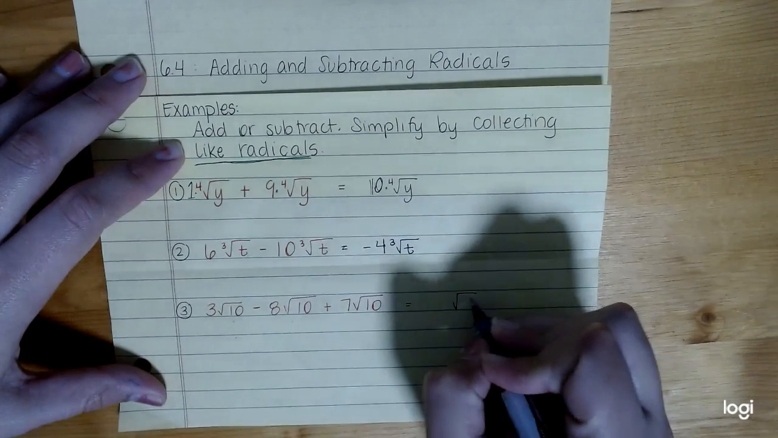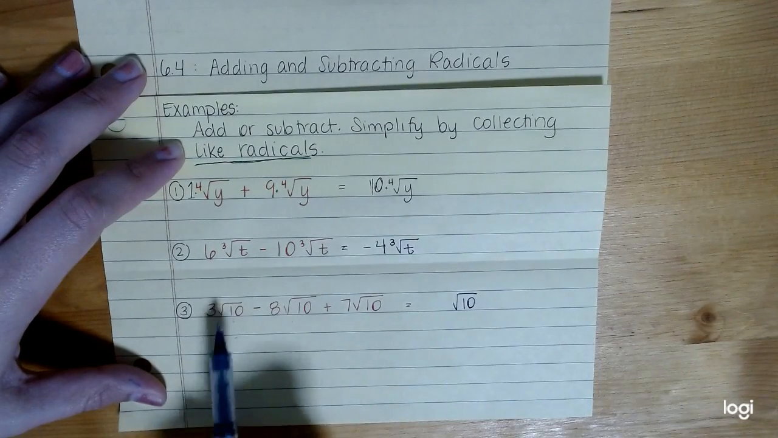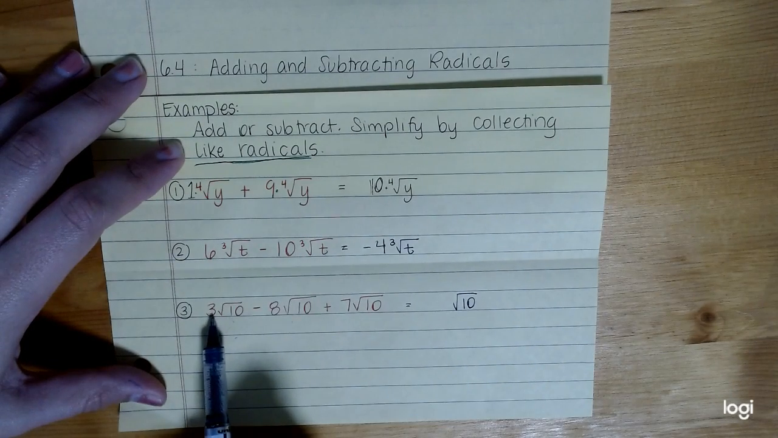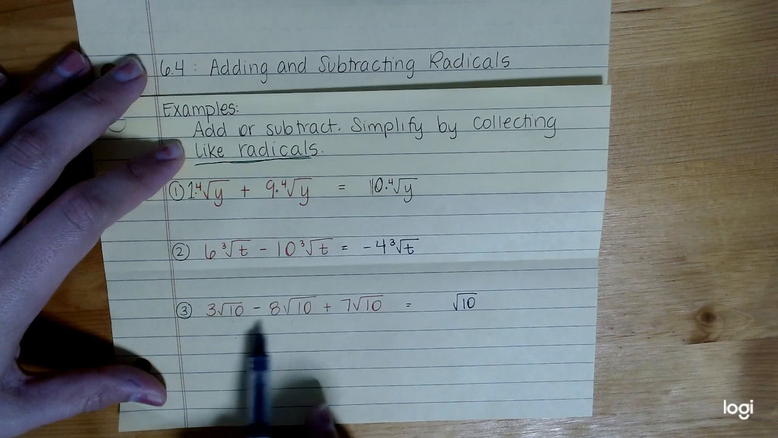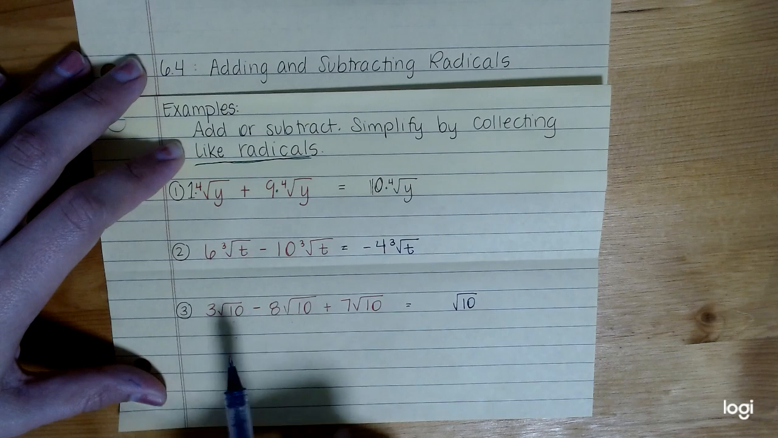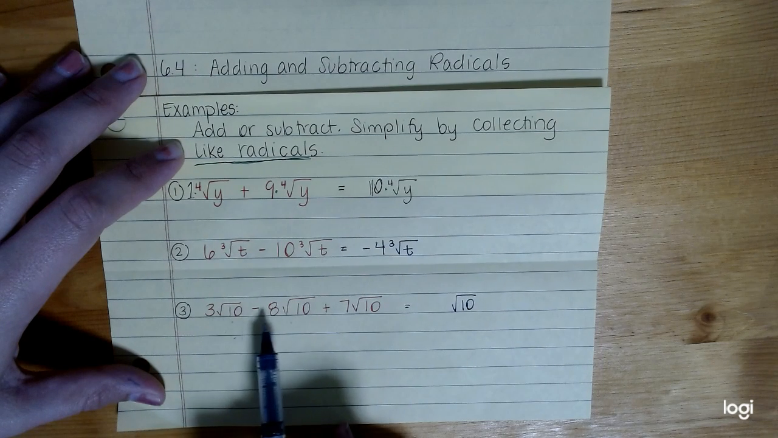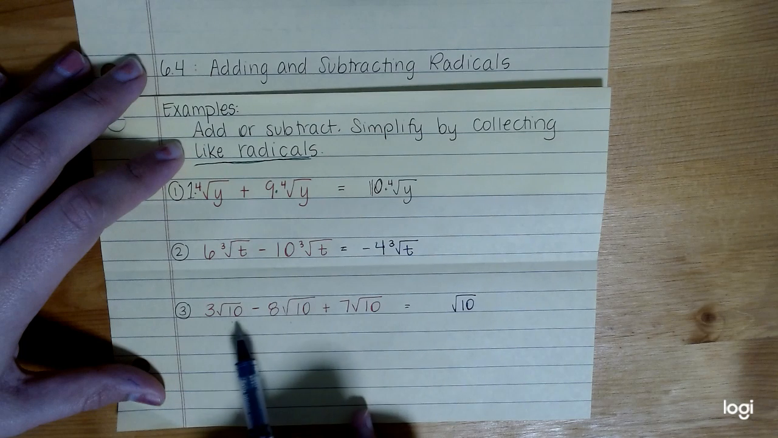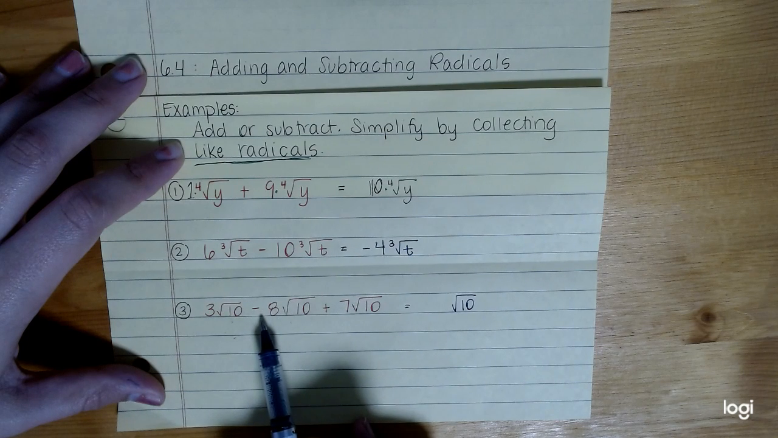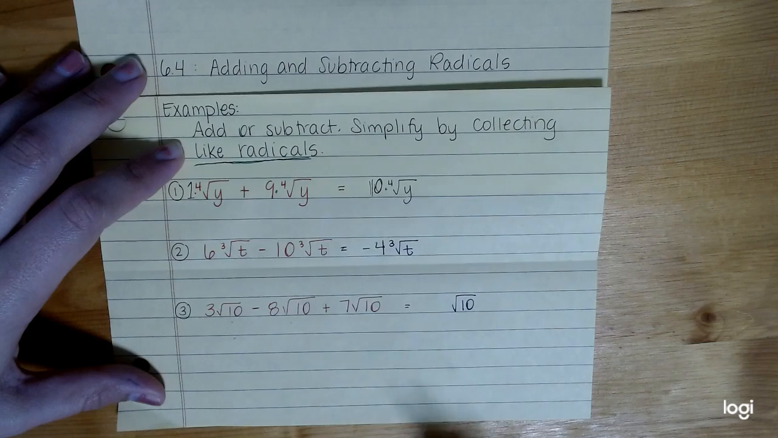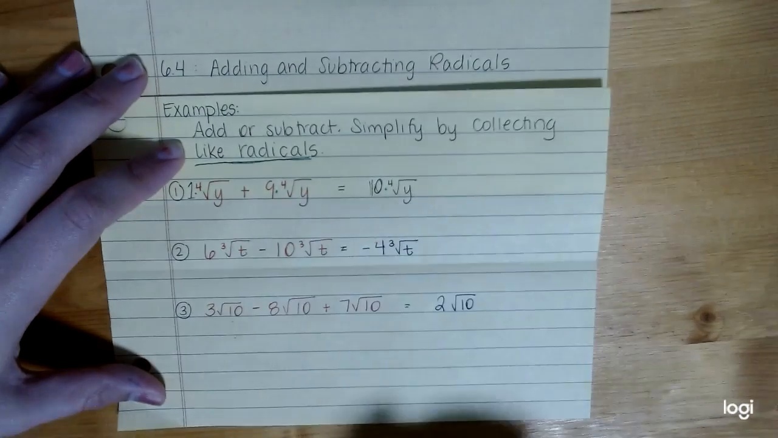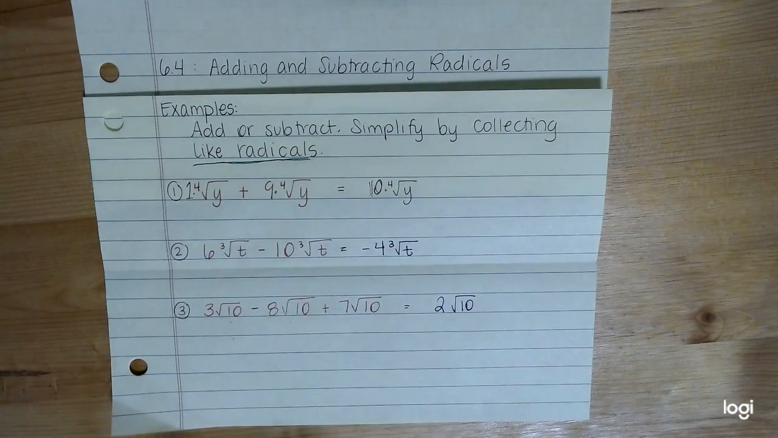So it will be square roots of 10, and I'm going to follow my order of operations because addition and subtraction are same magnitude. So we consider them on the same level, so we do them as we see. So 3 minus 8 plus 7. So 3 minus 8, negative 5. Negative 5 plus 7 is going to be 2. So I get 2 square roots of 10.